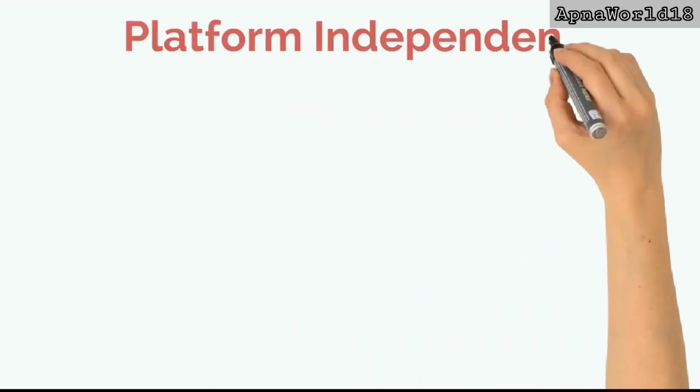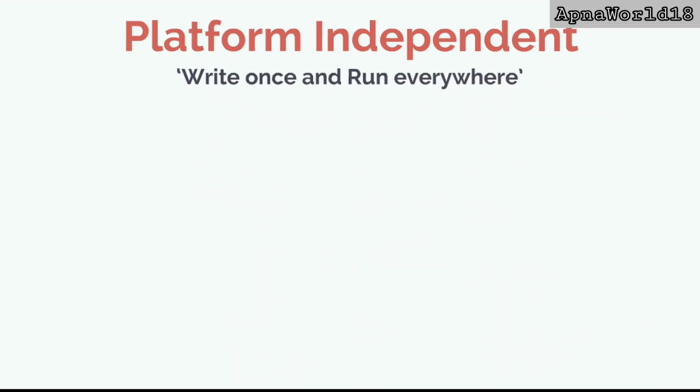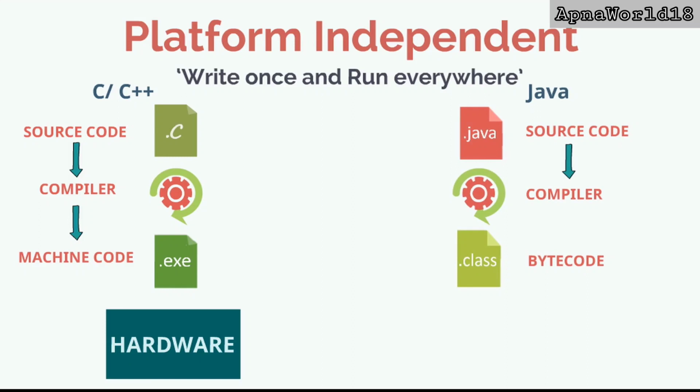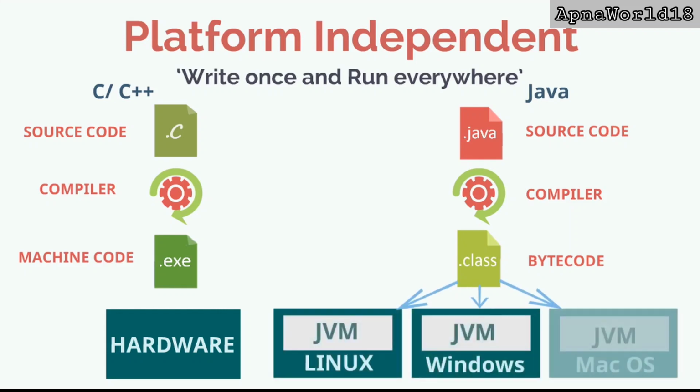Java was developed to provide a platform-independent programming language. Here, platform-independent means that Java was designed with the concept of write once and run everywhere. Unlike many other programming languages, including C and C++, where machine code is generated after compilation, in Java, source code is compiled into platform-independent bytecode. This bytecode is distributed over the web and interpreted by the Java Virtual Machine, or JVM, on whichever platform it is being run.